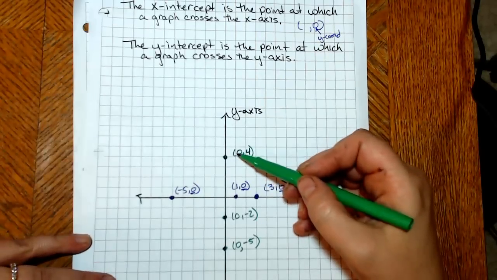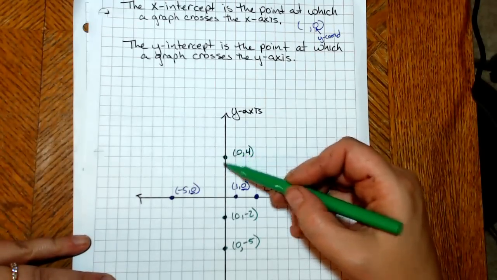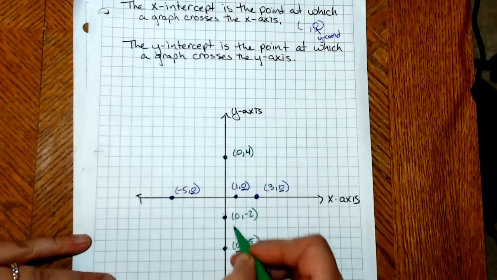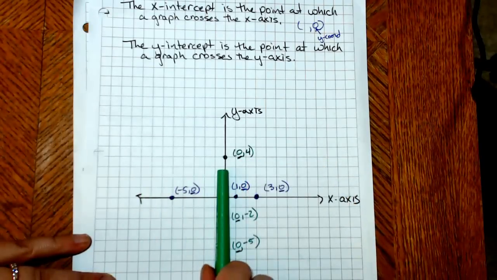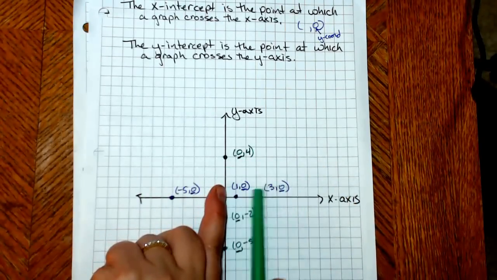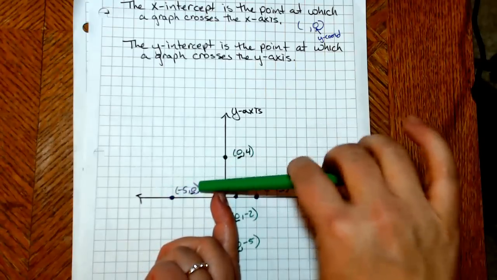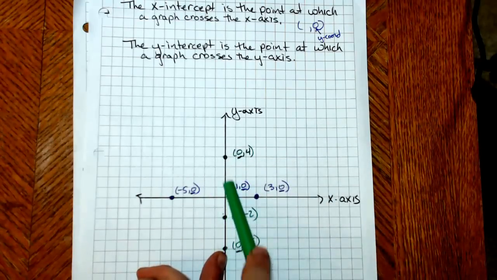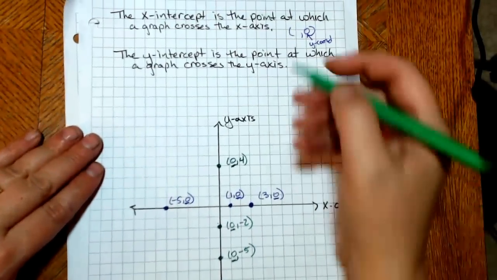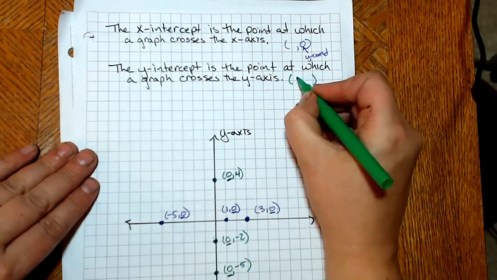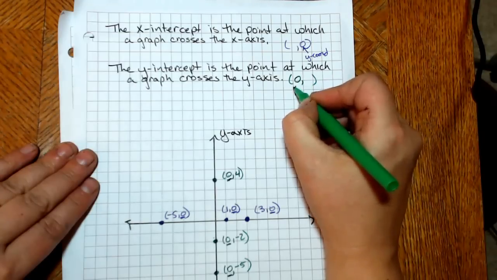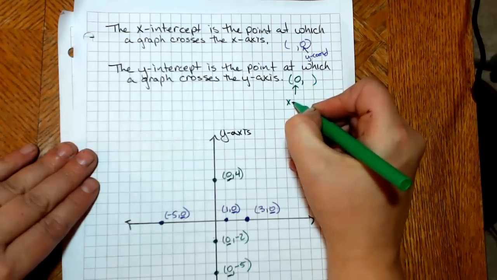So you'll note when you're looking at these y-intercept points, they all have an x value of 0. Because when you cross the y-axis, you're not to the right of it, positive x's, or to the left of it, negative x's. You're right at where x would be 0. So when you look at the y-intercepts, they will always have 0 for the x value, or an x-coordinate of 0.